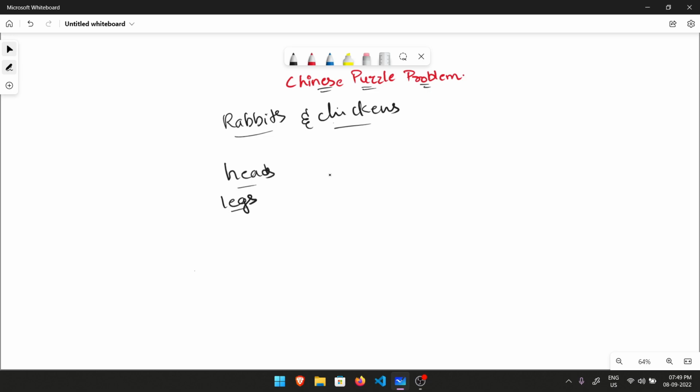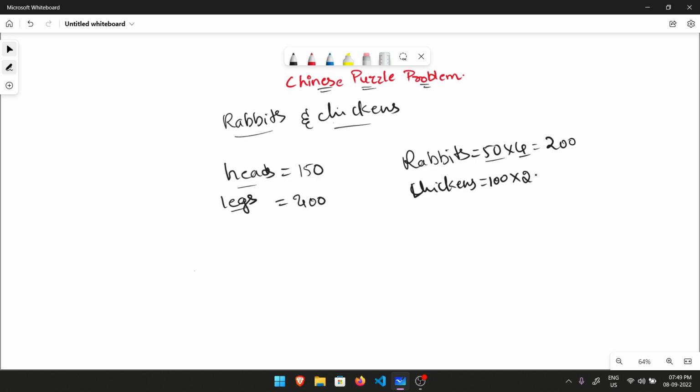So let's look into how to solve it. Before moving on, let's look at an example. If the given number of heads is 150 and the given number of legs is 400, we will get the number of rabbits as 50 and the number of chickens as 100. You can verify this by multiplying 50 by 4, which equals 200, as the rabbit is a four-legged animal. Chickens, 100, is multiplied by 2, as it's a two-legged animal, and we get 200. If we sum both, we get 400, which is the actual number of legs given.